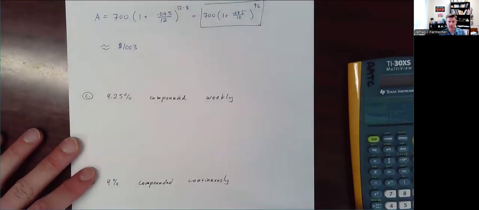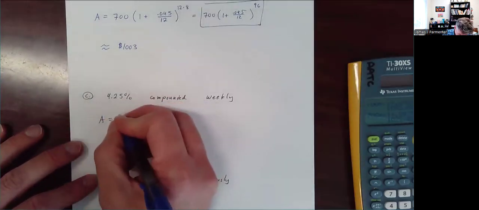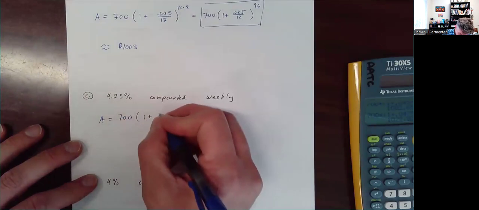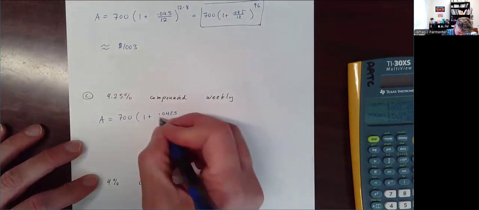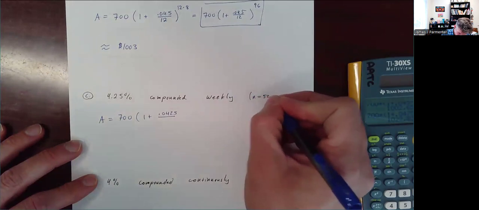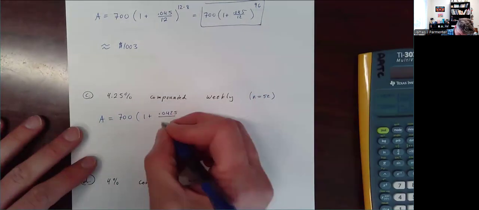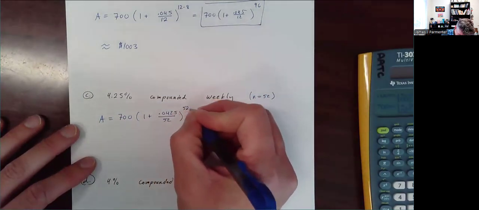So again, really, we're just using the same formula again and again and again. This time we're going to have the amount being still a principal of $700 times 1 plus, now it's going to be 0.0425 divided by, well, if we're compounding weekly, that's 52 times per year. And we're not going to worry about the fact that there's 52 weeks and 1 day in a year. We're going to divide by 52, and raise that to the 52 times 8.